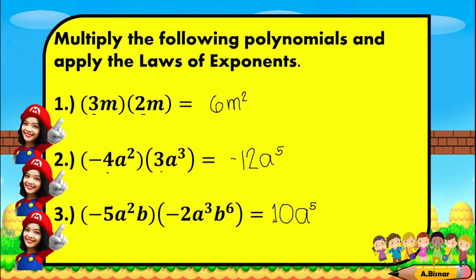The next variable will be b. And so let's add the exponent. The exponent of b in here is 1, and the exponent of b in here is 6. So 1 plus 6, we have here 7. And therefore, the final answer will be 10a to the 5th, b to the 7th power.